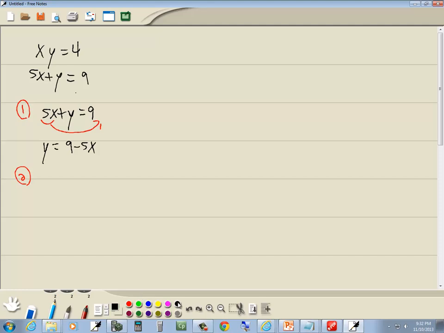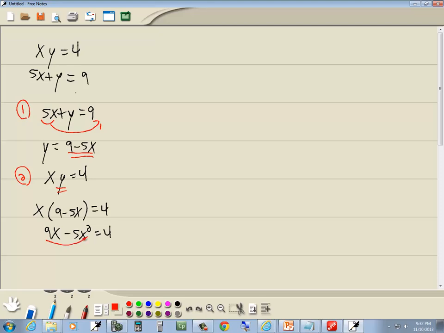Now step 2, we want to plug that into the other equation. So plug that into xy = 4. Well, we just said y = 9 - 5x, so we're going to replace the y here with 9 - 5x. So we got x times (9 - 5x) = 4. x times 9 is 9x. x times negative 5x is negative 5x squared, equals 4.